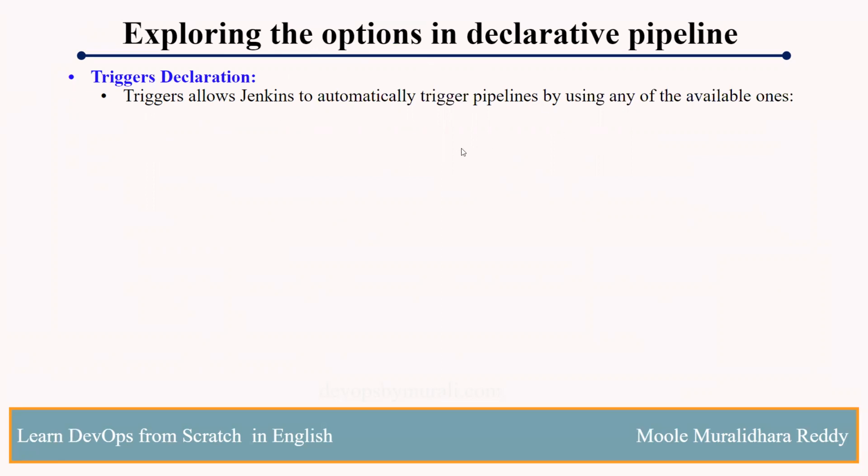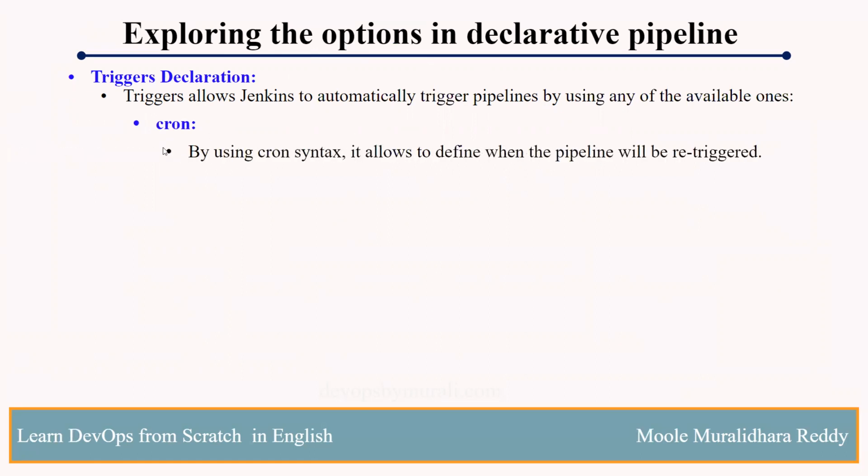We can define, for example, cron. Cron is nothing but, in the Jenkins job we have build periodically, right? Same thing here, we can use the cron tab, using this cron option.